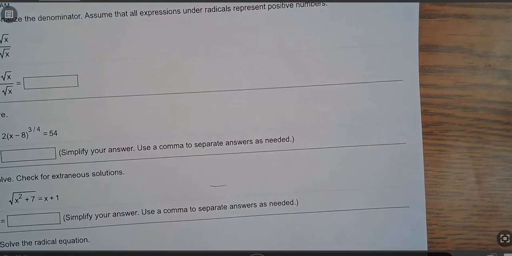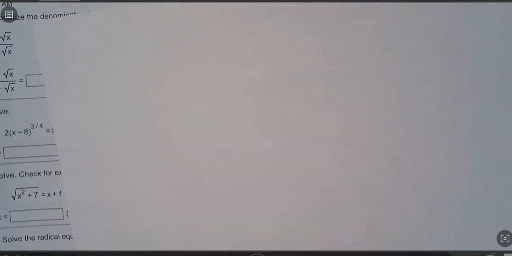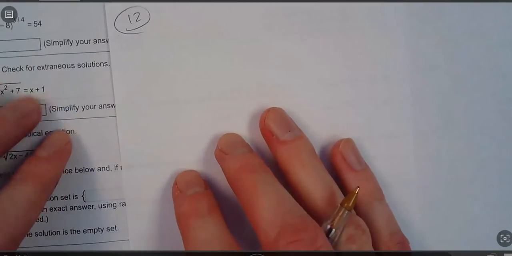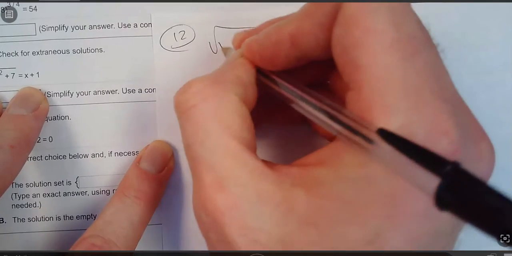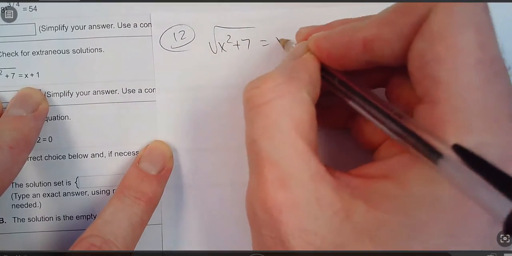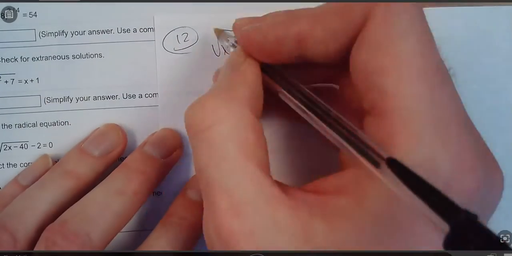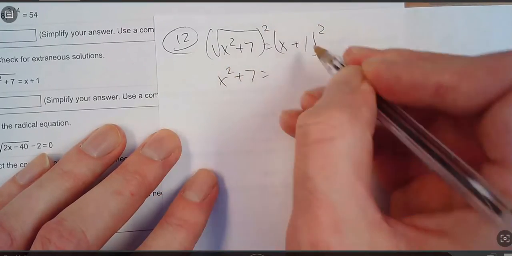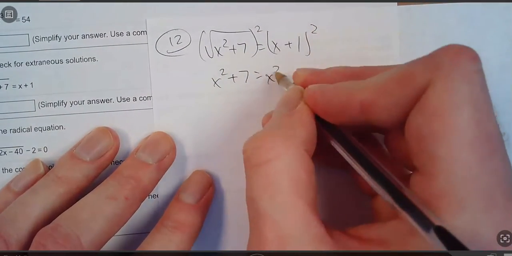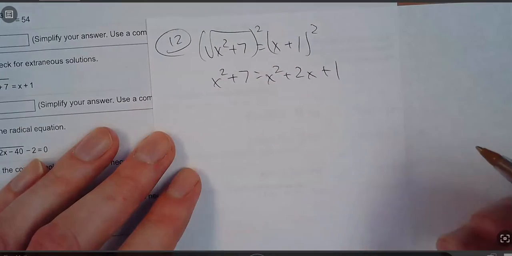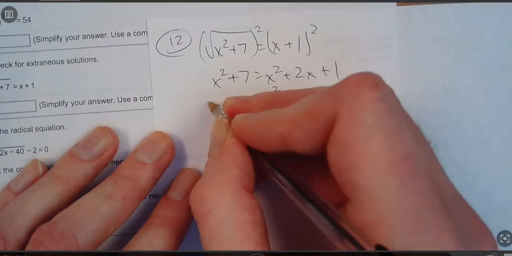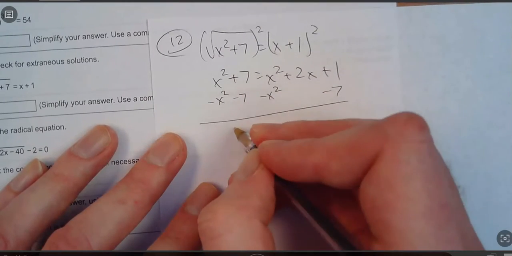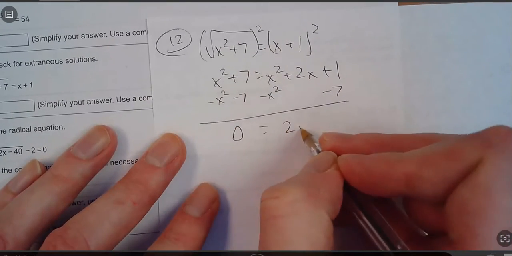Okay, that was 11. Now let's go to number 12. So I've got the square root of x squared plus 7 equals x plus 1. I've got the radical by itself, so I'm going to square both sides, x squared plus 7. When I square this, make sure you FOIL it, so it's x squared plus 2x plus 1. And when I subtract x squared from both sides and subtract 7 from both sides, you notice this side is 0 and I've got 2x minus 6.